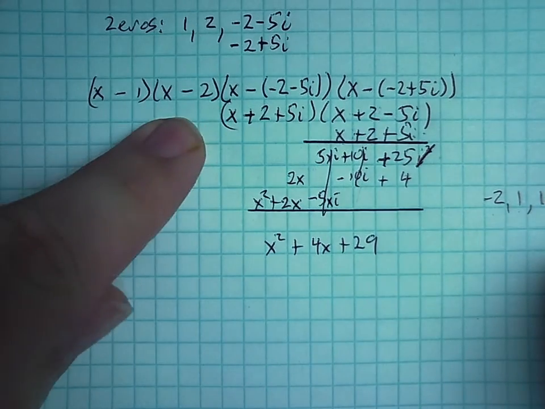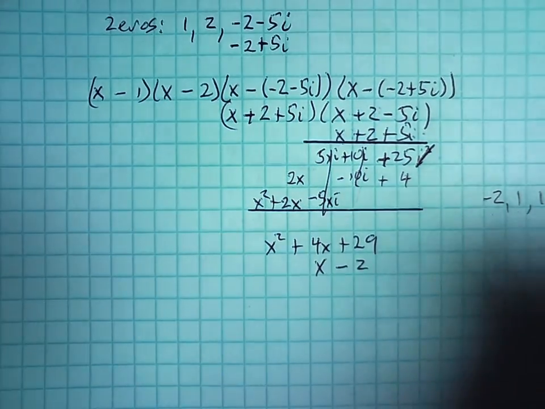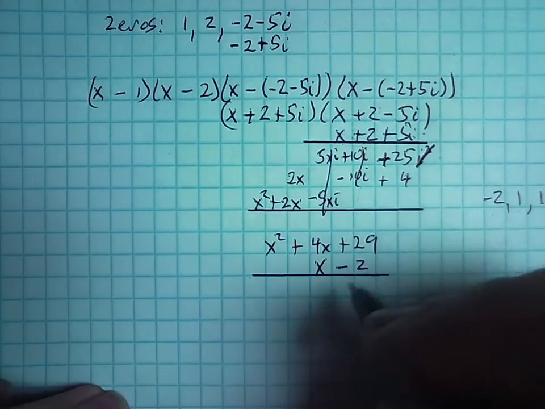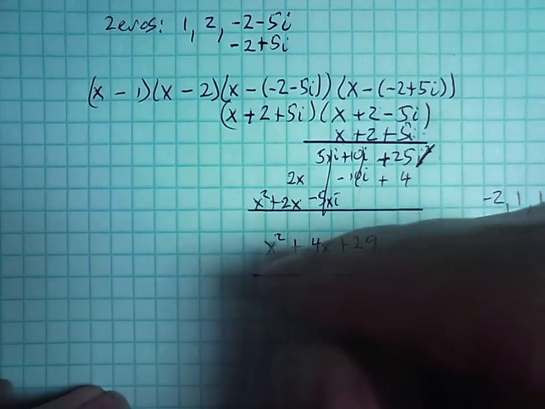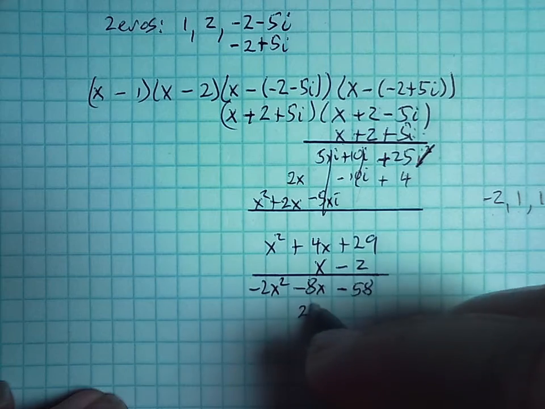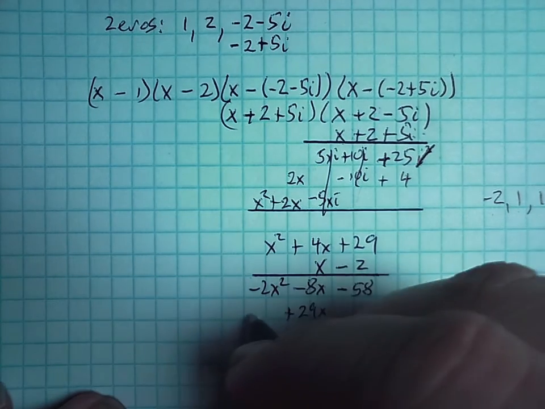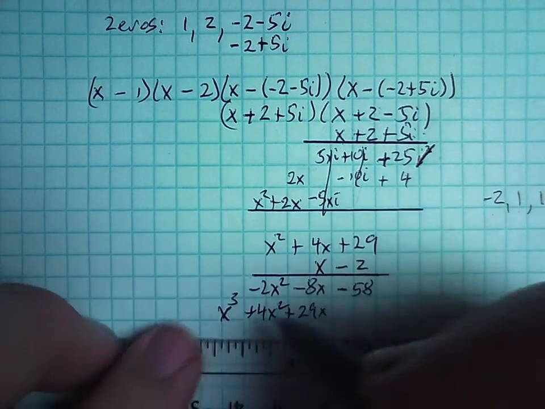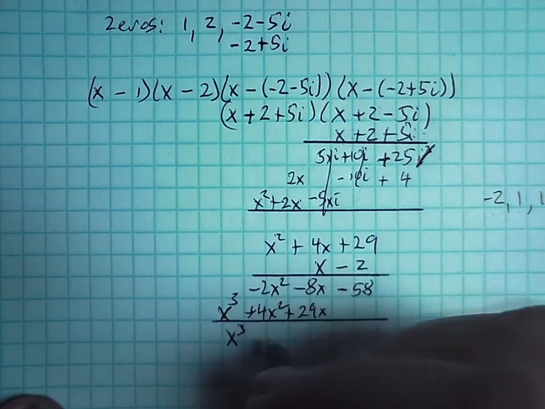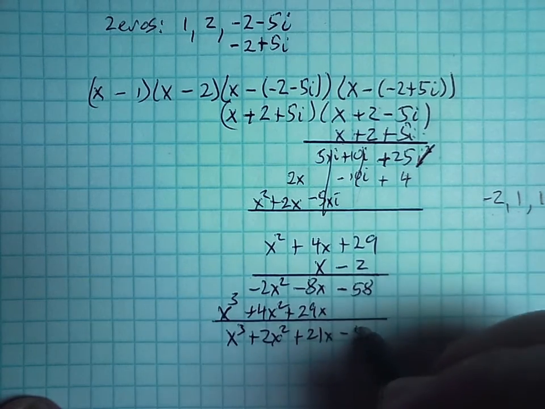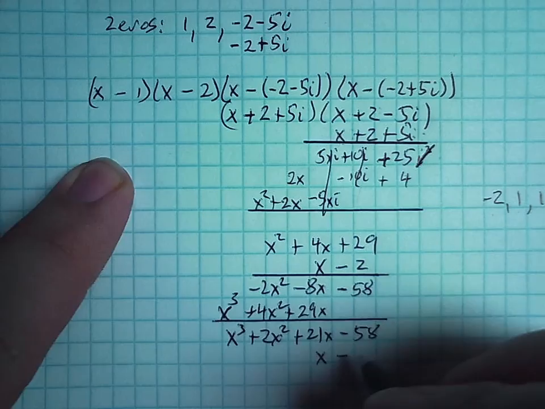I still need to multiply x minus 2 and x minus 1, so I'll do those next. When I multiply x minus 2 here, 2 times 29, negative 2 times 29 is negative 58. That's negative 8x. That's negative 2x squared. Then I get 29x, which goes here in my x column. 4x squared and x cubed. So x cubed plus 2x squared plus 21x minus 58. And then I multiply by x minus 1.